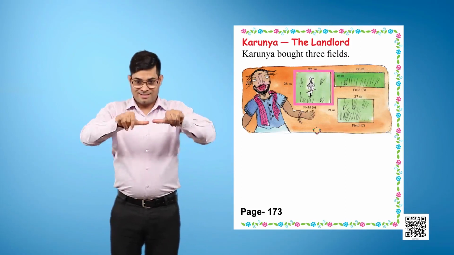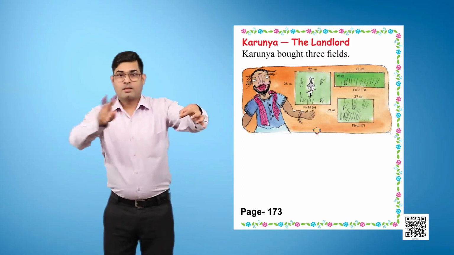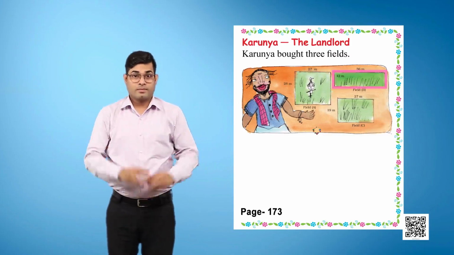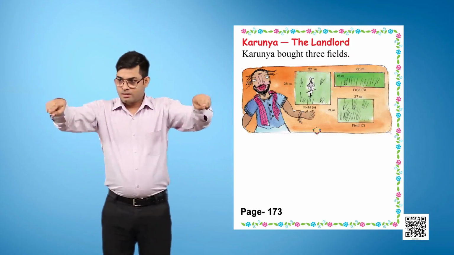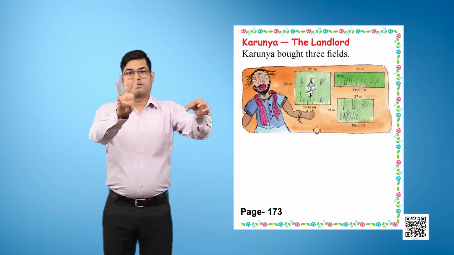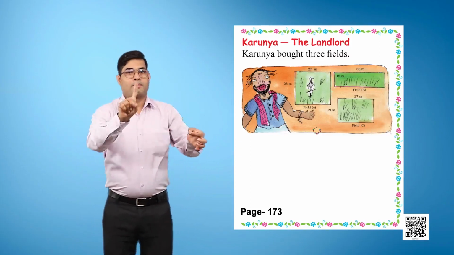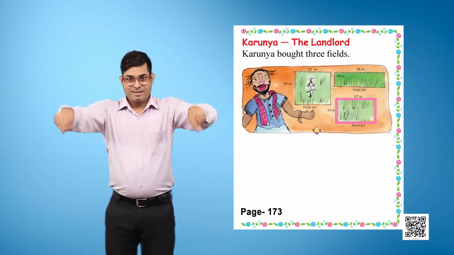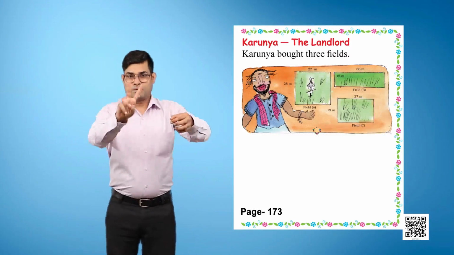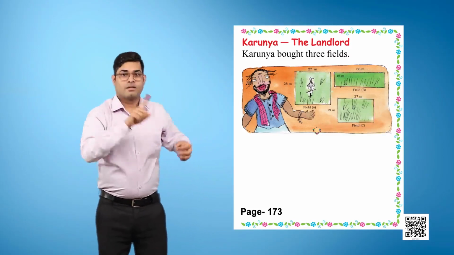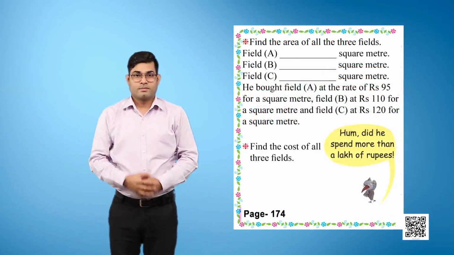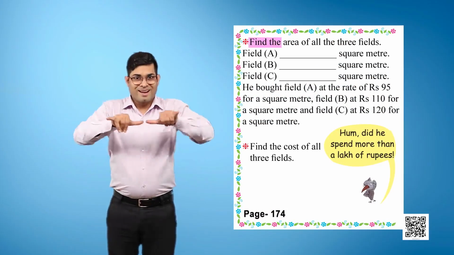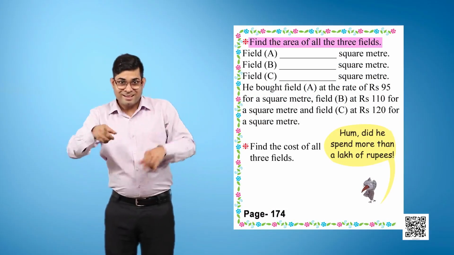Field A is 27 meters by 28 meters. Field B is 36 meters by 12 meters. And Field C is 27 meters by 19 meters. Page 174. Find the area of all the 3 fields.